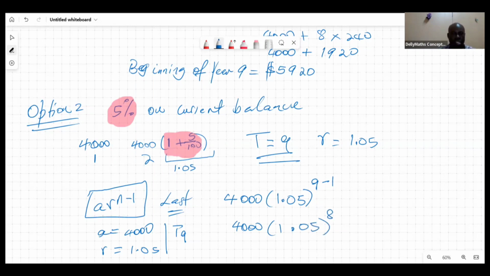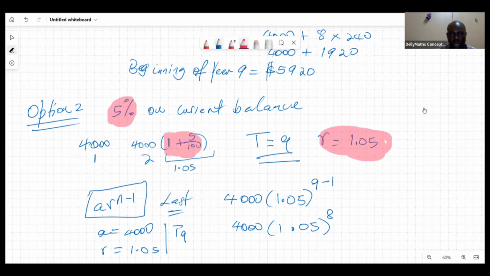All right, in context of how you work this, this one is a geometric progression because the common ratio is 1.05. Every year, 0.05 is being added. You'll get back what you have, and you're getting 5% more. So you're multiplying by 1.05, 1.05. So let's work that out.